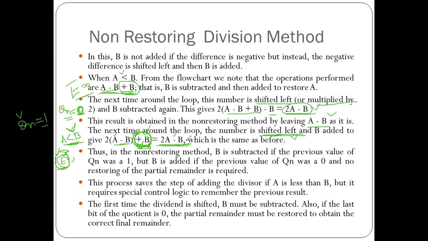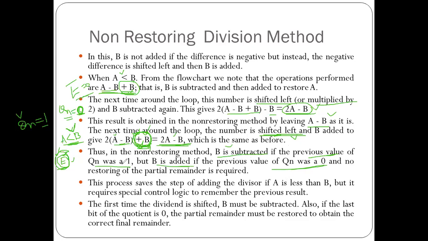Right. So here we will lose E due to the shift operation, so we have to check the previous value of Qn. If it is 1, we have to subtract B. If Qn is 1, it means we can perform the subtraction, so you can proceed for the next loop by subtracting B. If Qn was 0, it means the previous subtraction is not to be done, so you need to add B.